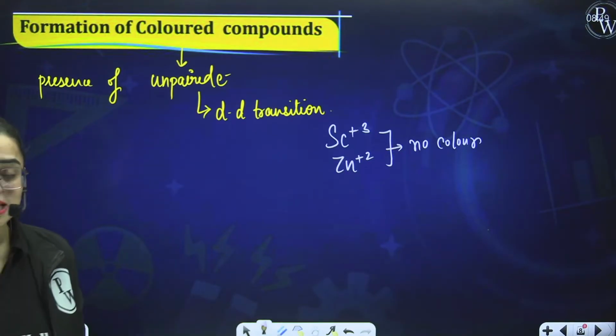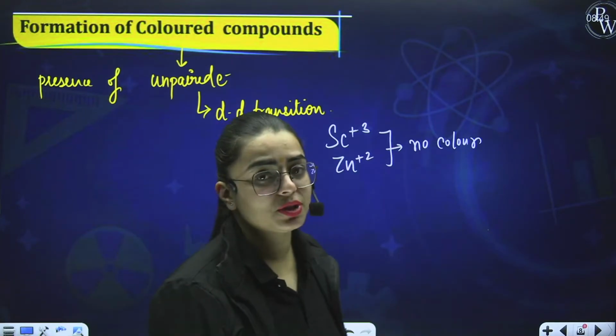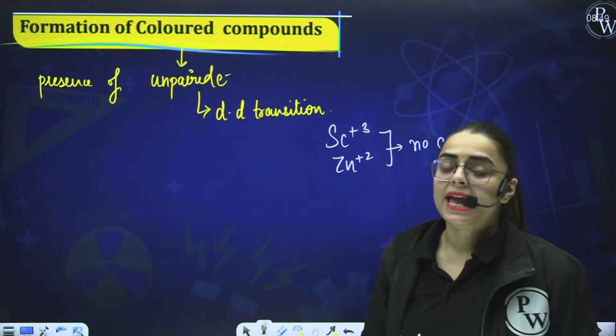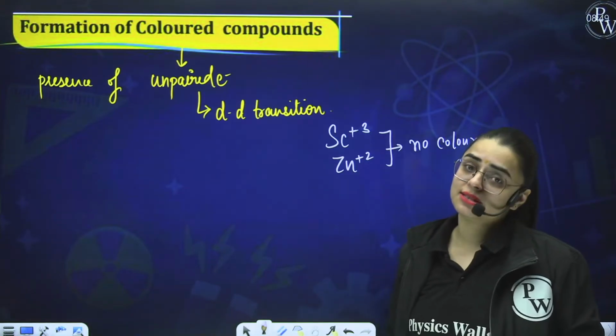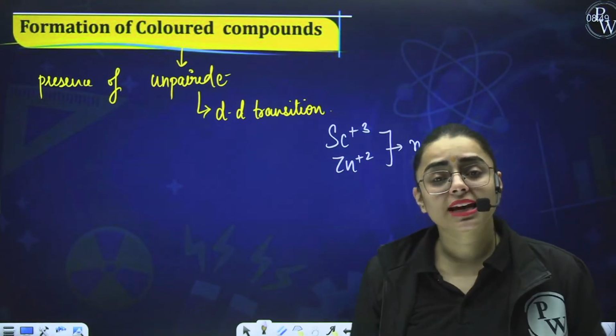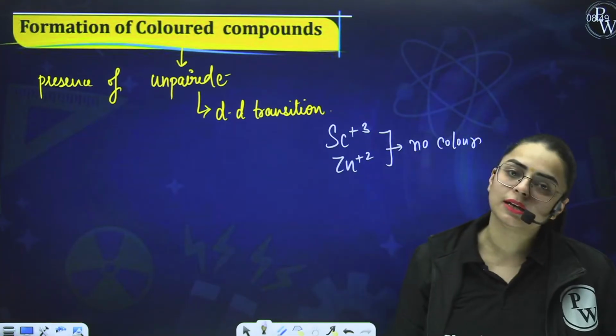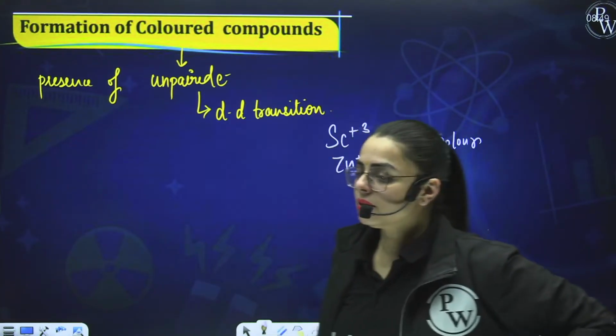So what you have to do is write the electronic configuration for the particular elements that are being provided to you. Hence you have to check the number of unpaired electrons. If there are unpaired electrons, yes, they can show d-d transition. But if there is an absence of unpaired electrons, they won't show any color. They won't impart any color. Is it clear to you people?